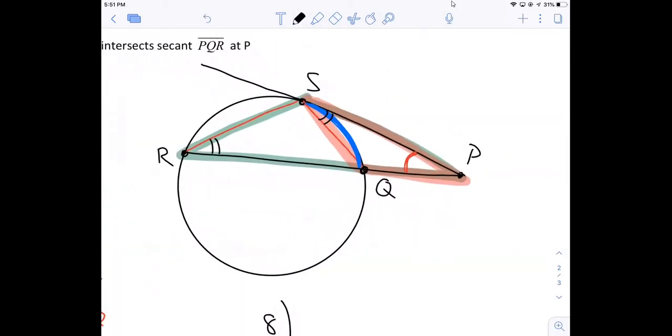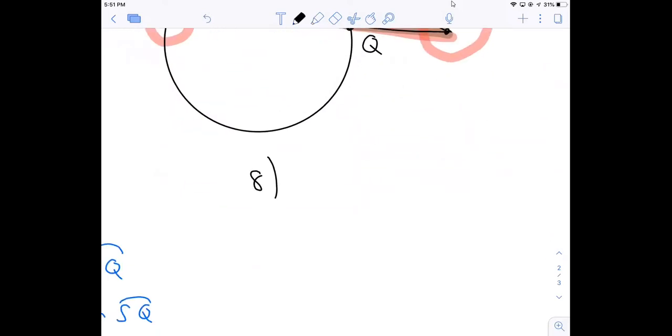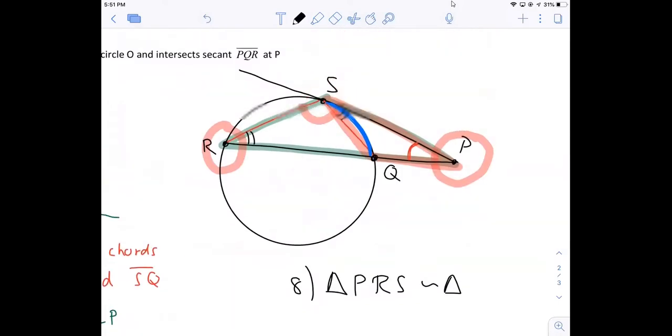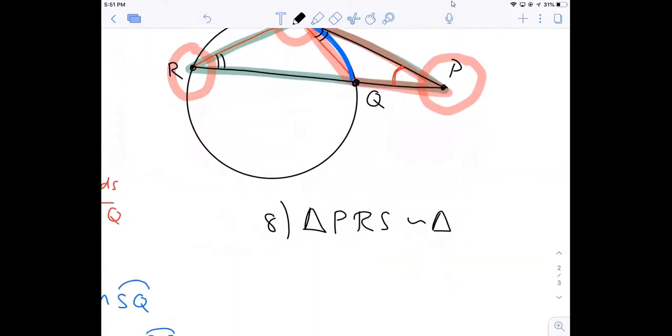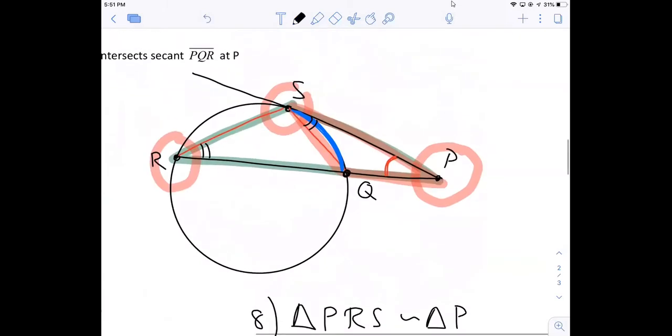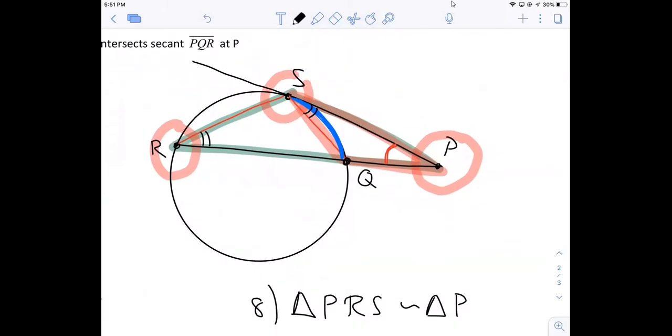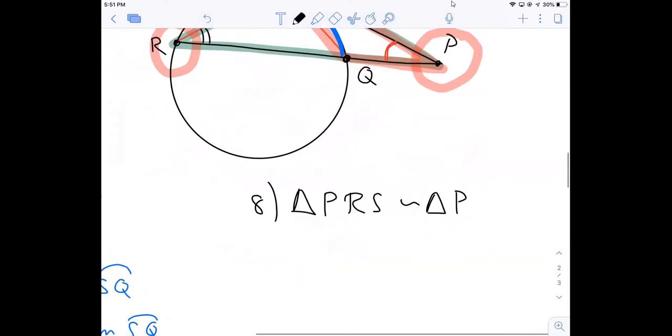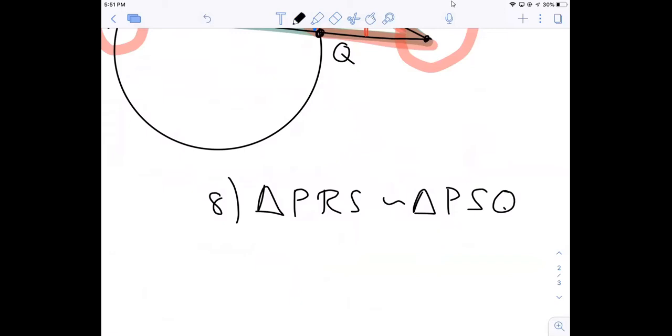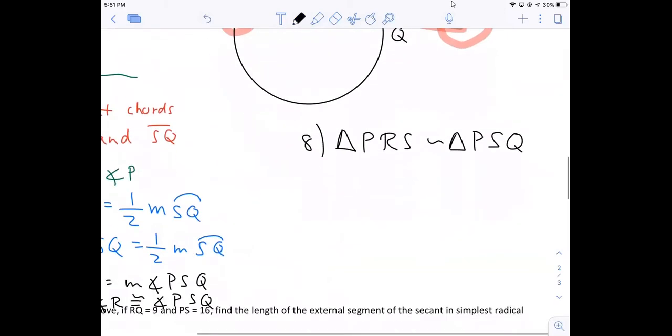Big triangle, I will name that, start with PRS. So triangle PRS is similar to triangle. Well, P is going to correspond with P in the small triangle. So P. Next, I went to R, which is where I have that congruent symbol, so I will go to S next. So PSQ. And those triangles are similar by angle.